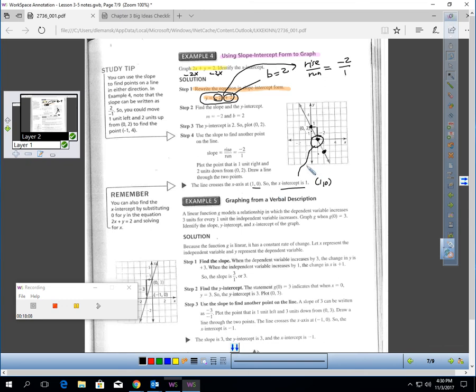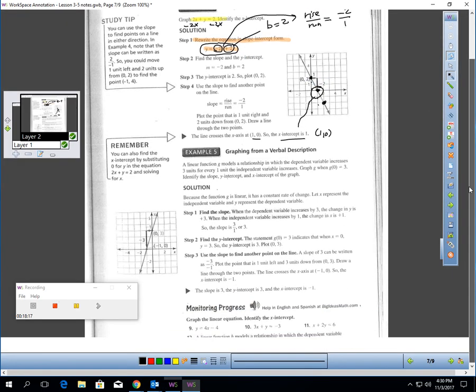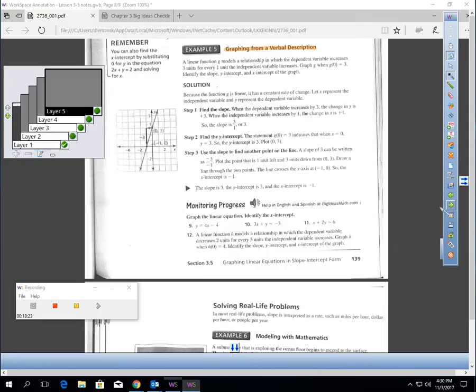Okay? So you should be able to graph slope-intercept form easy if you know the slope and y-intercept without even knowing a whole lot of math. Now, graphing from a verbal description. Let's talk about that next. This is just translating from function notation into slope and y-intercept.